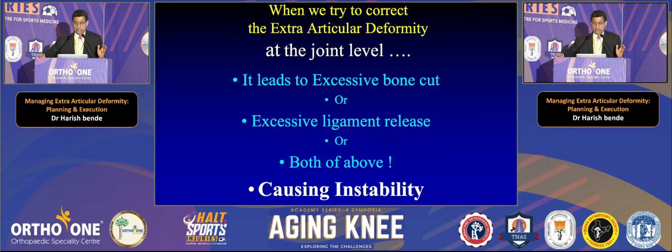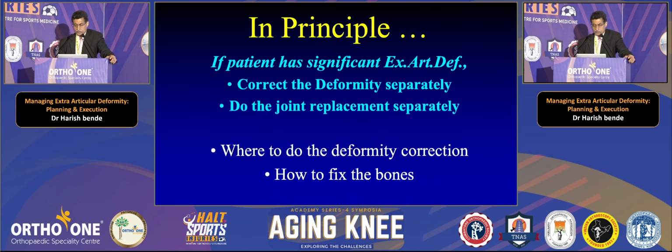So when we try to correct the extra-articular deformity at the joint level, it can lead to either excessive bone cut or excessive ligament release, or both, and cause instability. So in principle, if you correct it separately, then it is called extra-articular correction of deformity, and the question is whether you want to correct the extra-articular part as a separate-stage surgery. So you do the operation in 2 stages. You correct the deformity first, telling the patient I want to make your deformed bone straight, and then in a second stage a few months down the line I do the knee replacement surgery, which will be much easier to do.